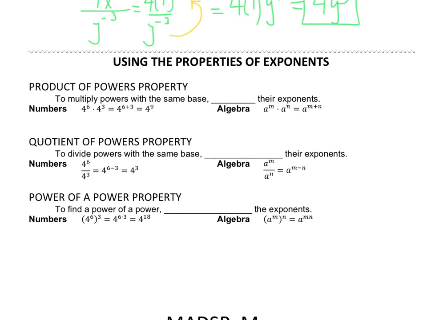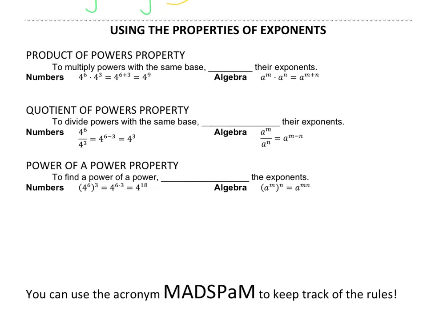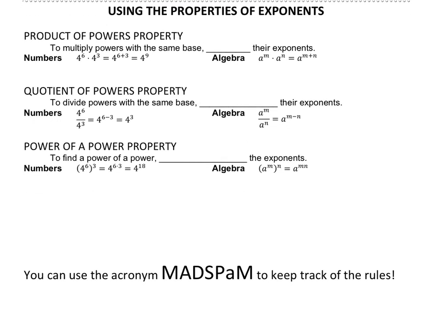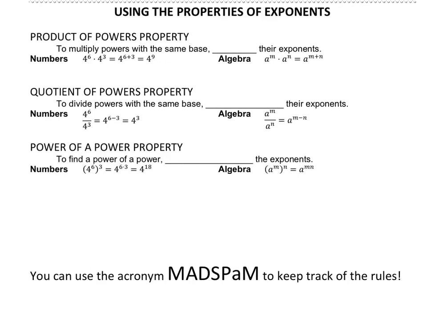Then we have some properties of these exponents. So the first one is the product of powers property. Basically what this one says is anytime you want to multiply exponents of the same base, they have to be same base. Okay, so if you are multiplying same base, you add their exponents.